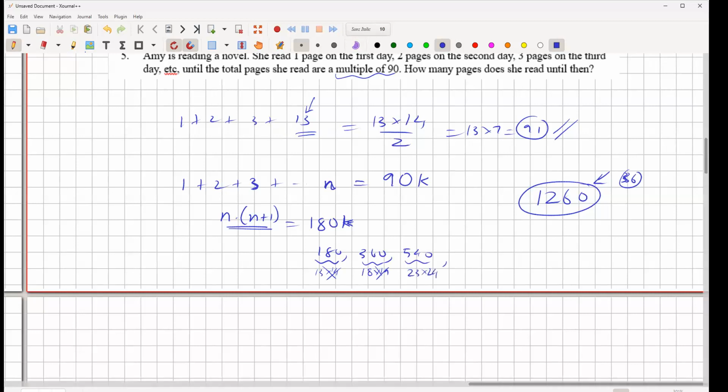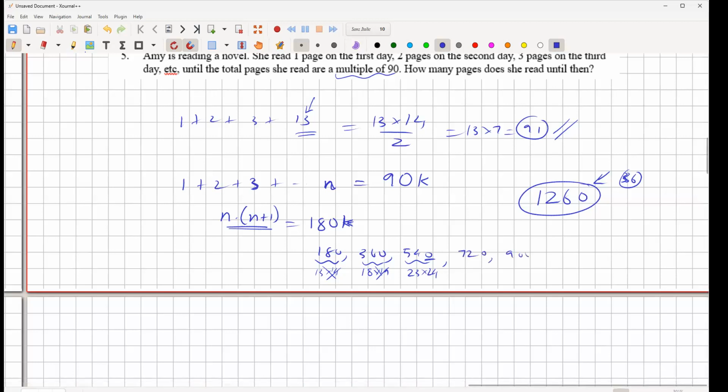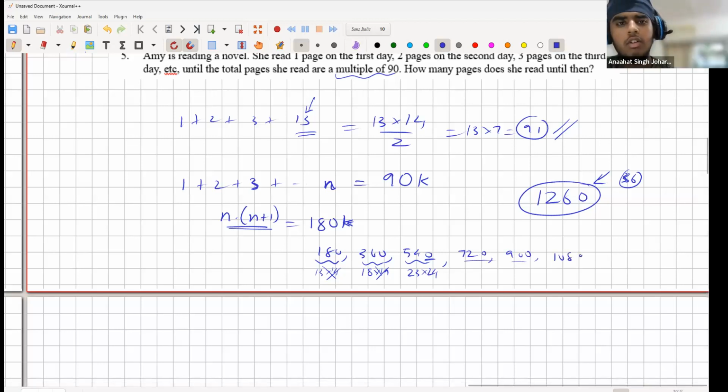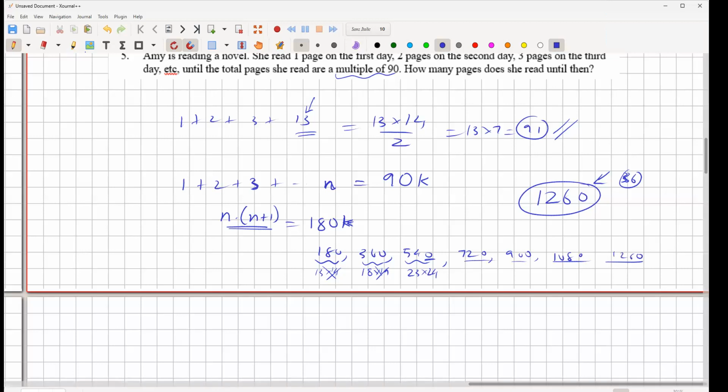So clearly we need a number that ends in 0. We'll list out the next few multiples: 720, 900, 1080, and then 1260. Okay, let's go with his 1260 and see. What are two numbers which multiply to 1260? 1225 is 35 square. So yes, 36 into 35 does give 1260.